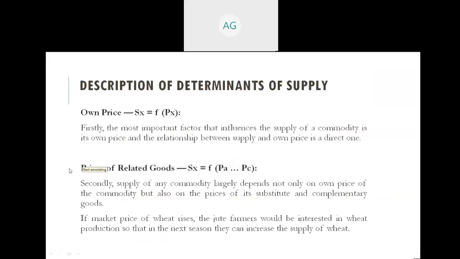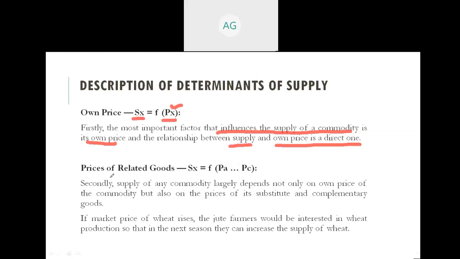Now the first determinant is own price, which is denoted by PX, because we are doing the X commodity. Firstly, the most important factor that influences the supply of a commodity is its own price, and the relationship between supply and own price is a direct one. As you can see, the relationship between the supply of the commodity X and its price is a direct relationship.